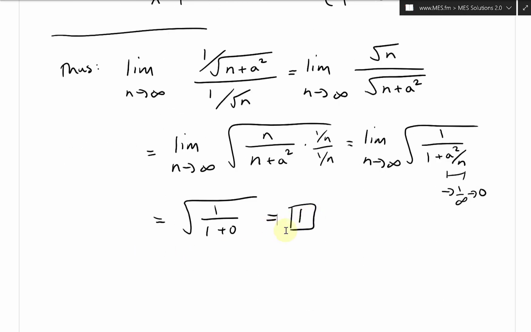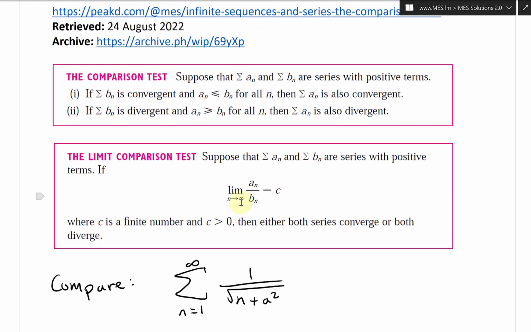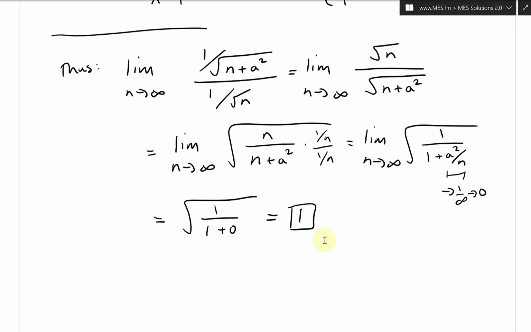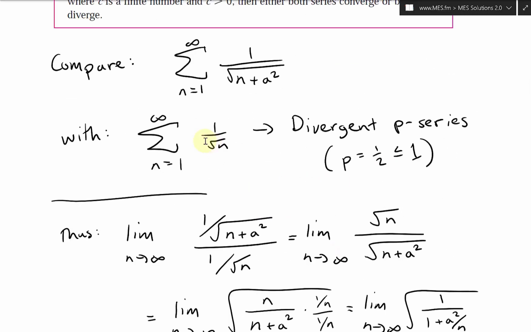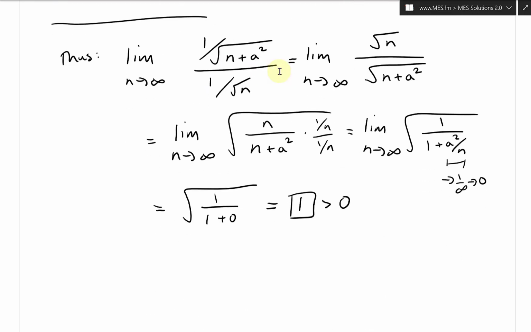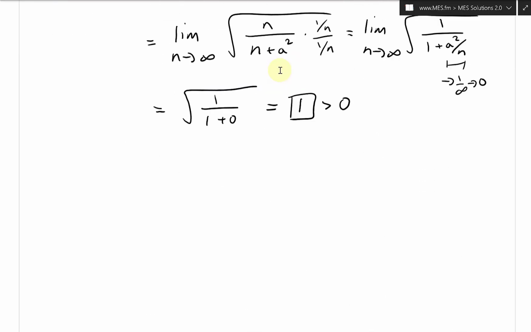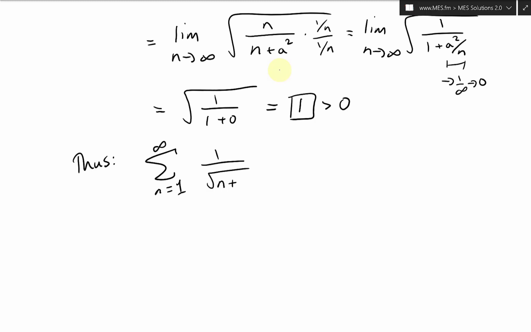Alright, so this limit equals 1, and if we recall here, it equals c, 1 is a finite number, and it's greater than 0, then either both series converge or both diverge. So this is greater than 0, so in other words, since this series diverges, this also diverges, because by the limit comparison test, they both do the same thing. Thus, the summation from n equals 1 up to infinity of square root of n plus a squared also diverges.